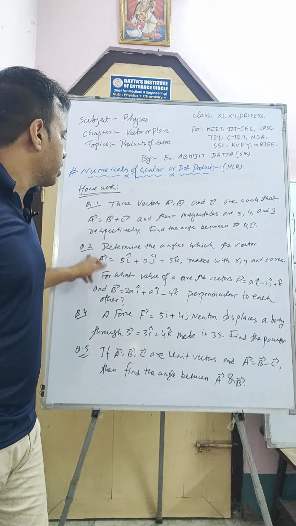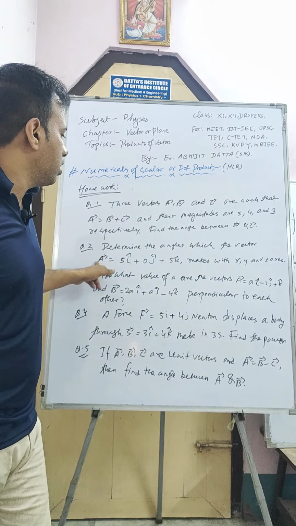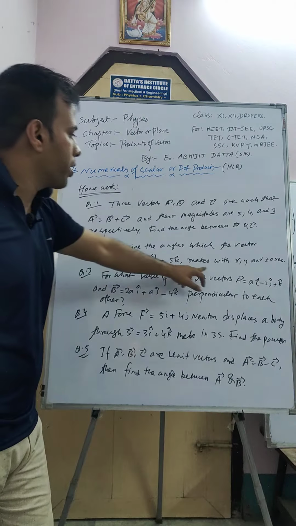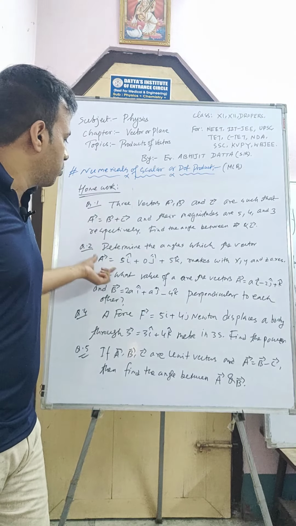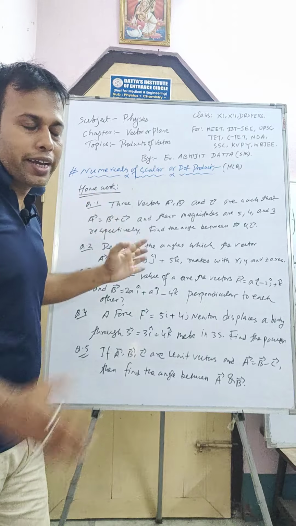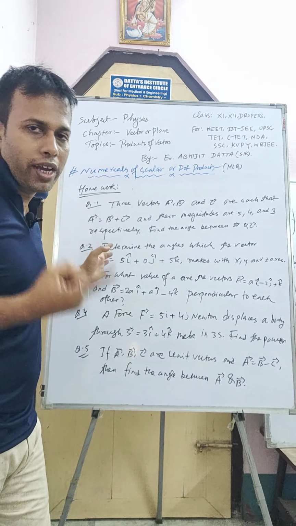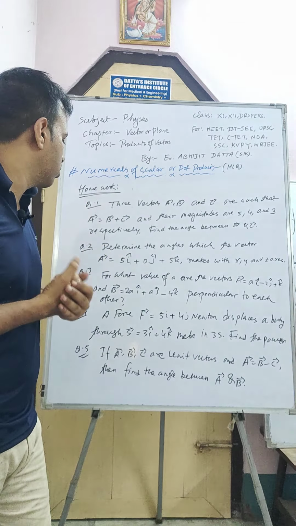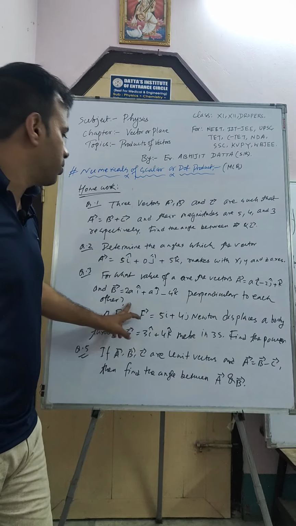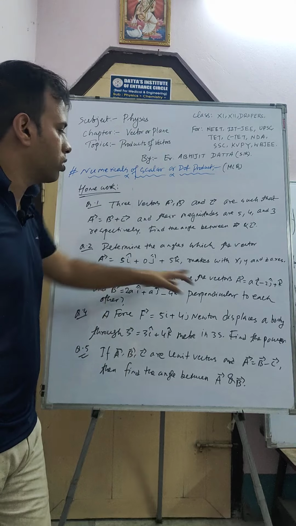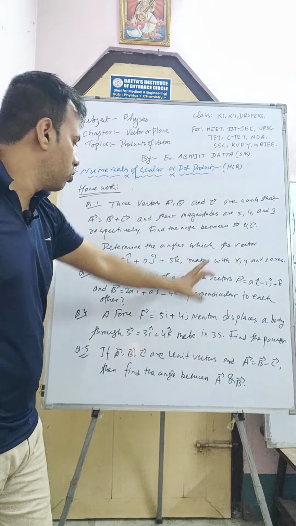Next, determine the angle which the vector makes with the x, y, z axes. This is one interesting question. You have to find what angle this vector makes with the x axis, with the y axis, and with the z axis. Next, for what value of a are the a vector and b vector perpendicular to each other? We have to find the value of a for which these two vectors are perpendicular.